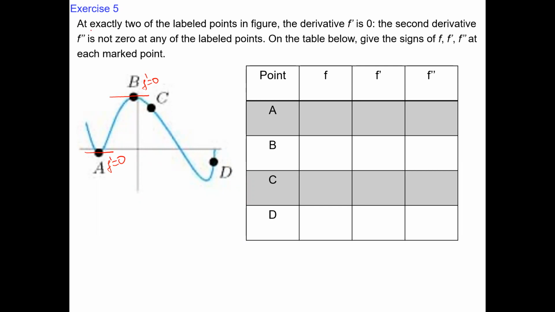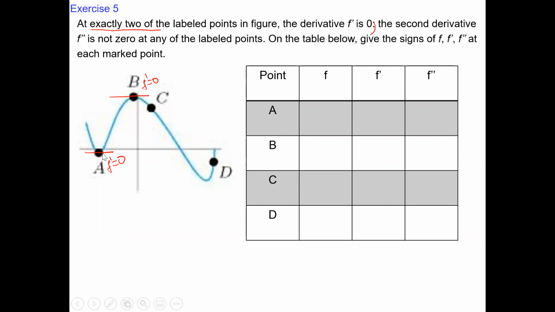At exactly 2, we have no other zeros. Okay, no other zeros. Now the second derivative is supposed to be 0. The second derivative f double prime is not 0 at any of the labeled points, and that probably means they are not inflection points. In the table below, give the signs of f prime and f double prime at each marked point.